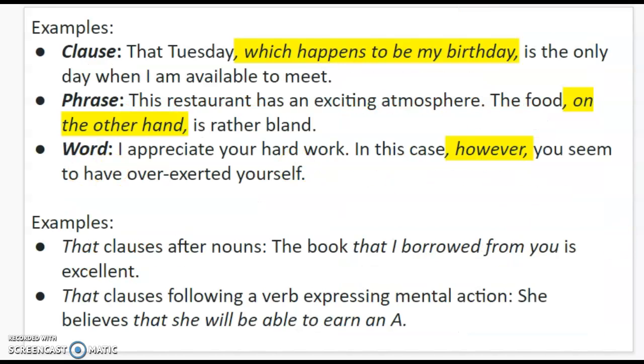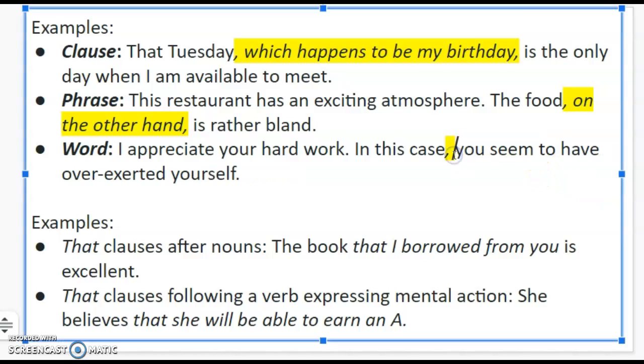Okay, and finally, I appreciate your hard work. In this case, however, you seem to have overexerted yourself. So again, however, showing contrast. However, if I removed it, it wouldn't make a difference. In this case, you seem to have overexerted yourself.